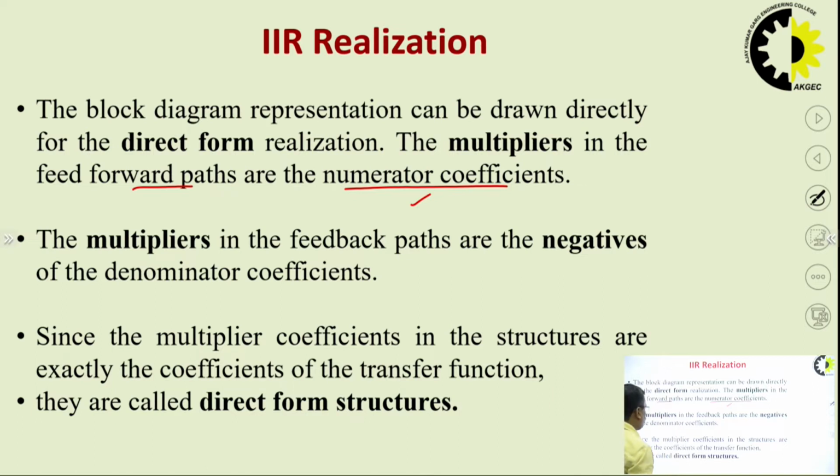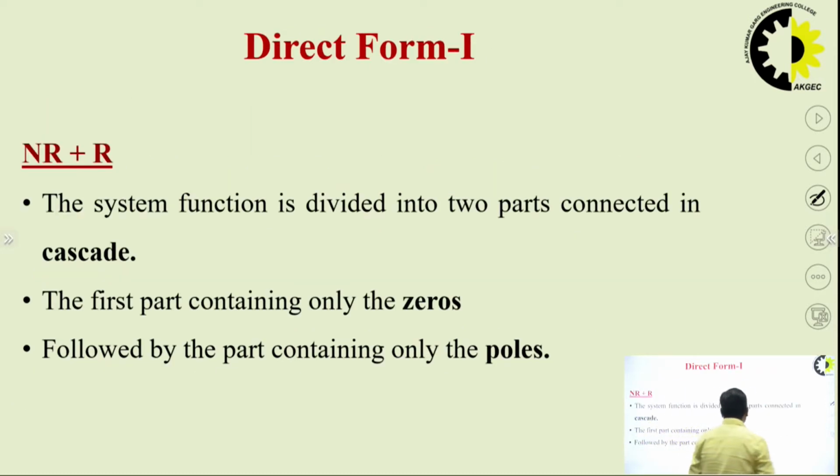Since the multiplier coefficients in the structure are exactly the coefficients of the transfer function, they are called direct form structures. Now, at first we come to direct form 1. What is the meaning of direct form 1? Whenever you want to realize the direct form 1 structure, firstly you have to realize non-recursively and after that recursively, because in IIR, numerator and denominator both are present.